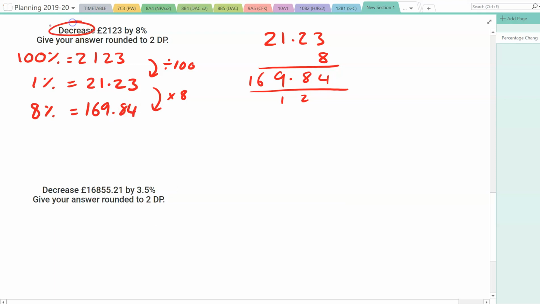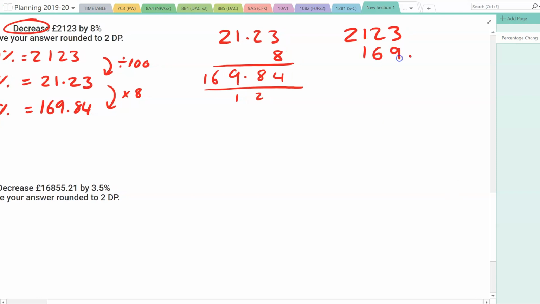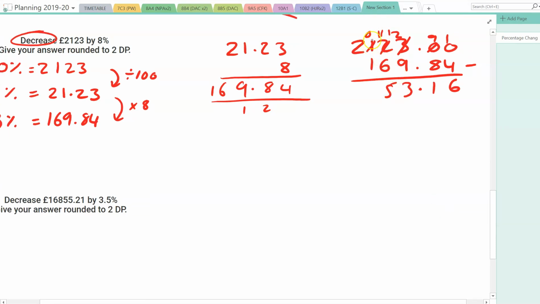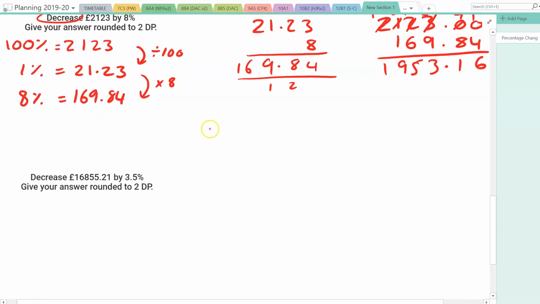And it says decrease, so I've got to take it off. So 2, 1, 2, 3. And you've got to make sure your columns line up. 169.84. Take off. So 9, 1. So 6, 1. 3. Another 1. 5. £1,953.16. So that's my answer.